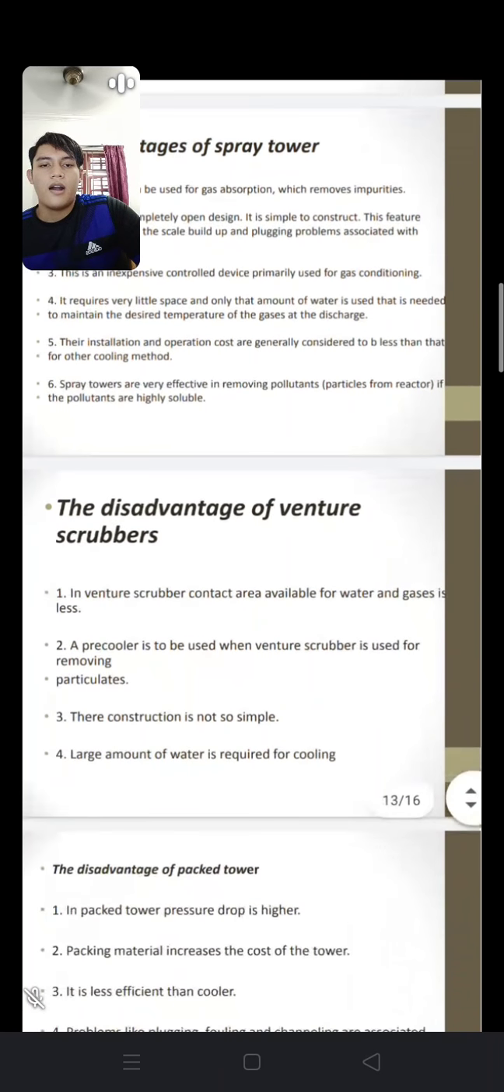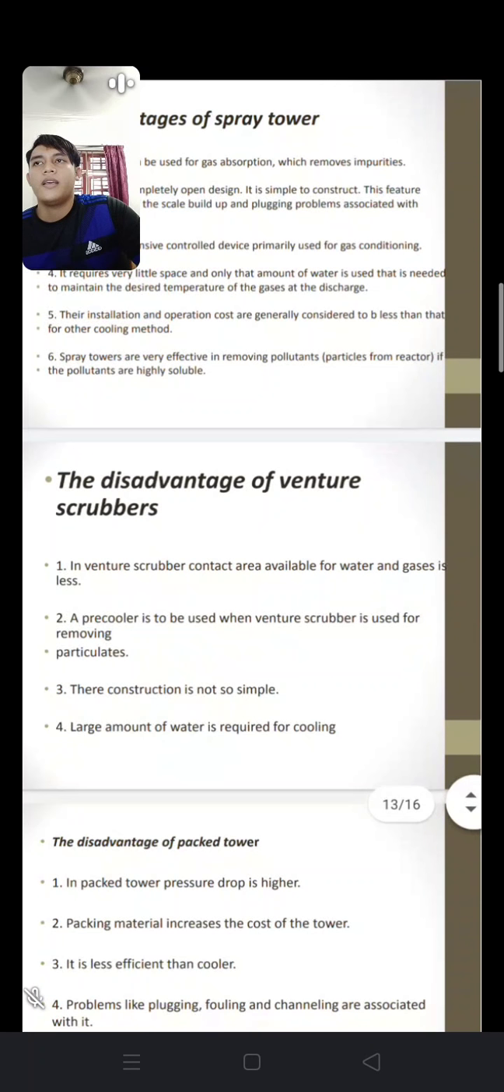Seterusnya, venturi scrubbers. In fact, tower pressure drop is higher. Packing material increases the cost of the tower. Seterusnya, it is less efficient than cooler. Problem like plugging, fouling and channeling are associated with it. Actually may create water or liquid disposal problem.